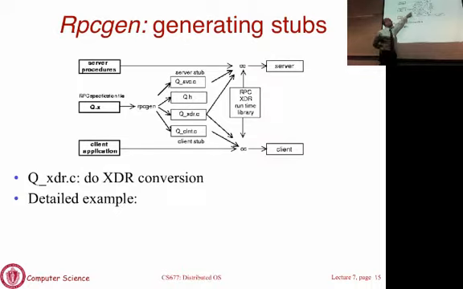It takes an interface definition and it generates a bunch of extra code for you. This code includes the client stub, the XDR code, which is going to do all of the translation, some header files, and the server stub.